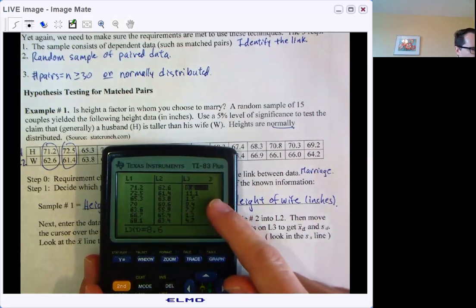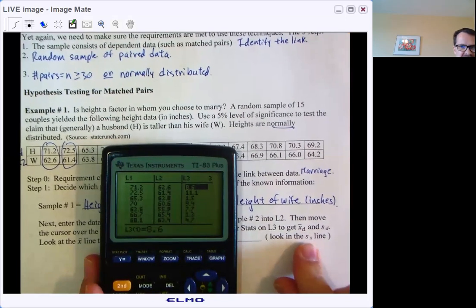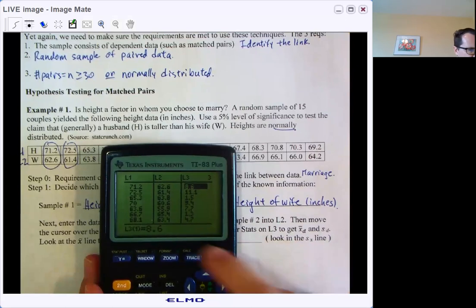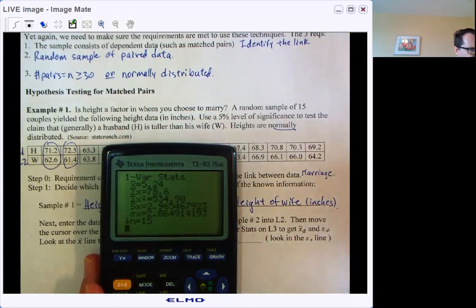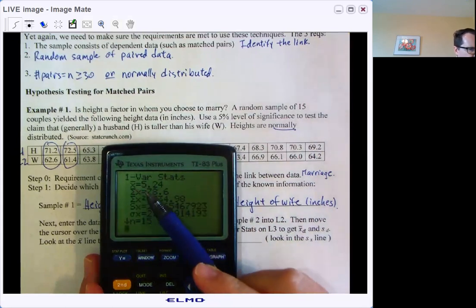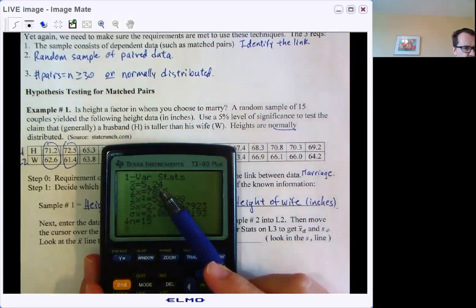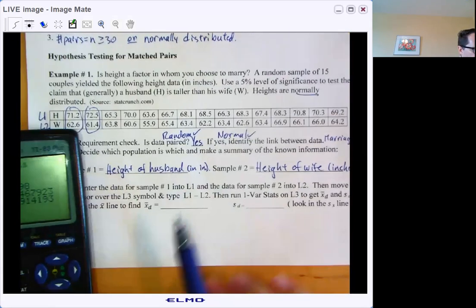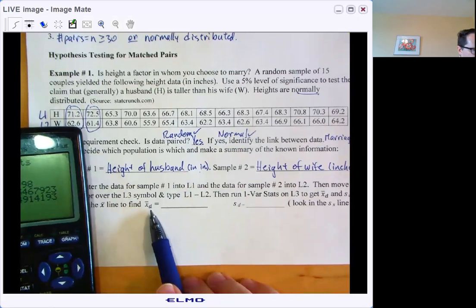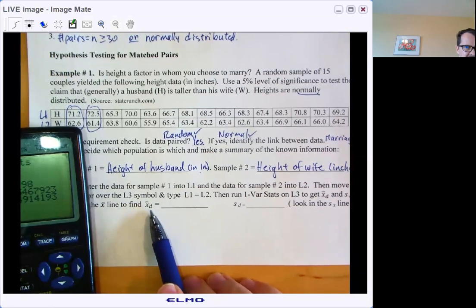Now, we're going to need some information from this third list, that's the differences in the height. So let's quit out, go to stats, calculate one variable stats on list 3. Now, it tells me that the average is 5.24, but remember that list 3 was the differences in height between husband and wife. So what we're going to do is actually call this guy X bar D, in other words, the average difference in height.